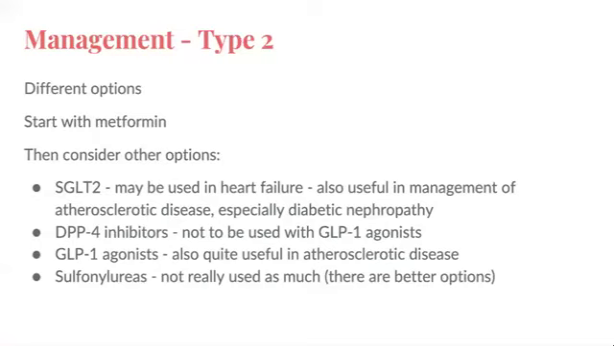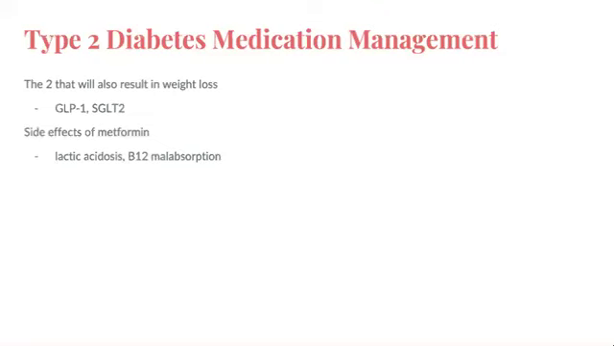One of the most important things is that you know what the side effects of each of these medications are. And you might have seen some really big tables, but what I've tried to do is summarize the main things that I think you should know. So the two main drugs that will also result in weight loss are GLP-1 and the SGLT2 inhibitors. Metformin is weight neutral, and as we'll get to later, sulfonylureas are related to weight gain.